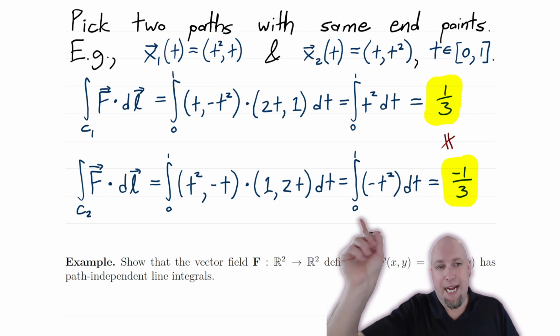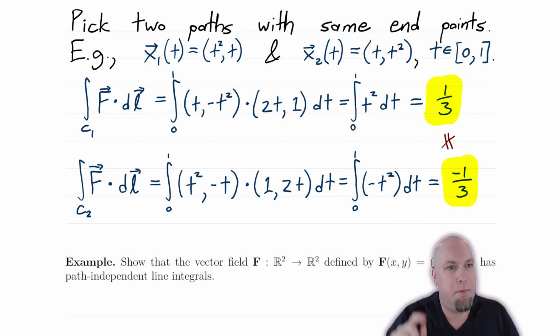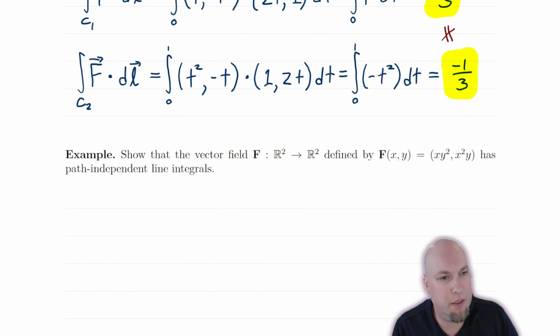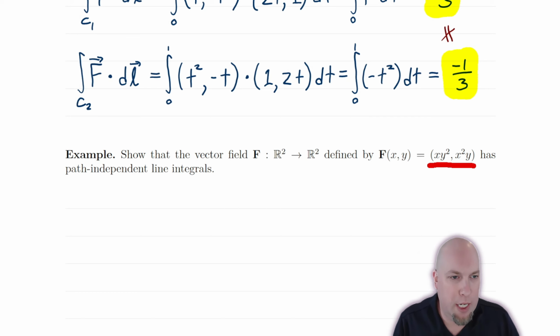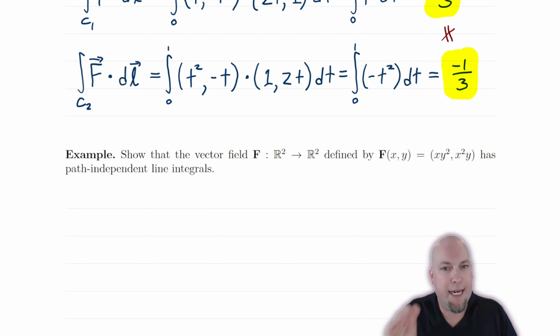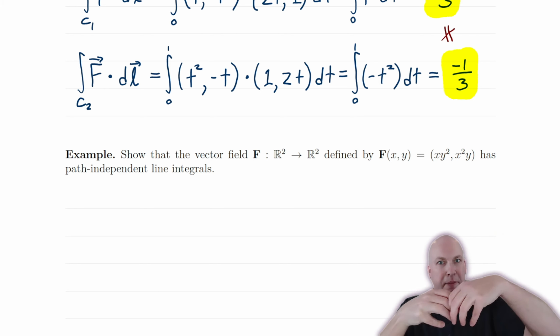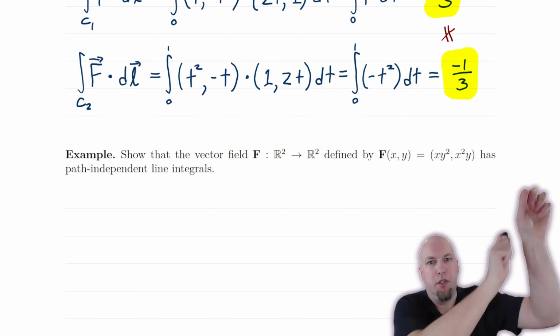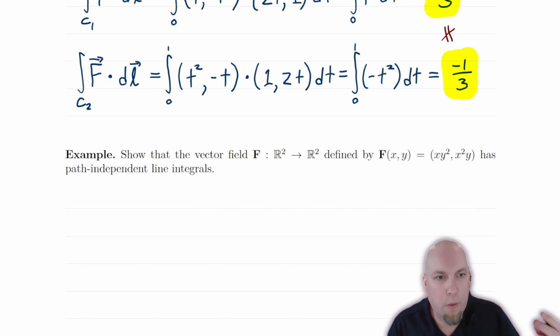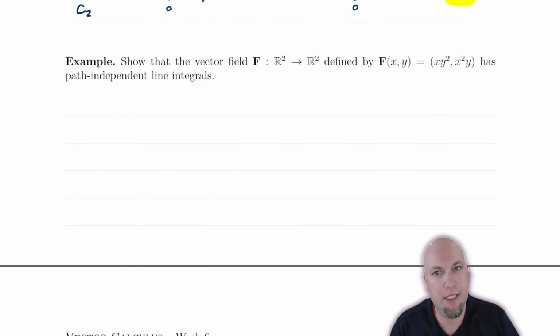All right, let's go back a little bit, to that first example that we saw in this video, the vector field xy squared, x squared y. We did one particular example on it to try to convince you that there's something neat going on. Let's really show that it has path-independent line integrals now. Let's show that this is true, not just for those two particular paths between 0, 0 and 1, 1, but if I pick any two endpoints and any two curves going between them, I'm always going to get the same answer. So let's show this.